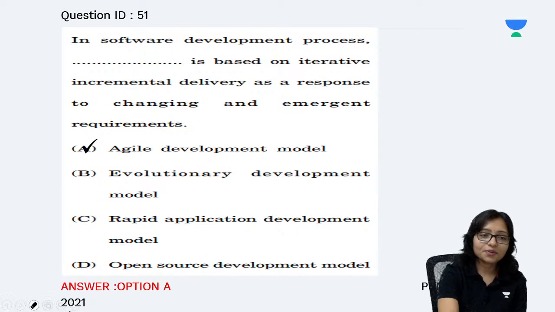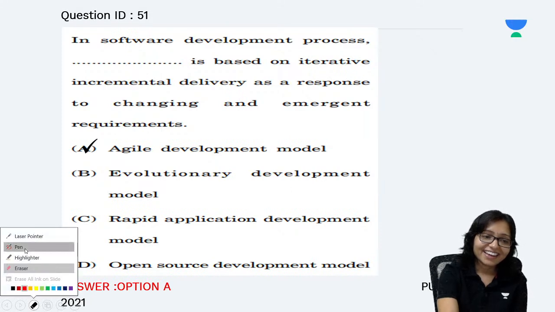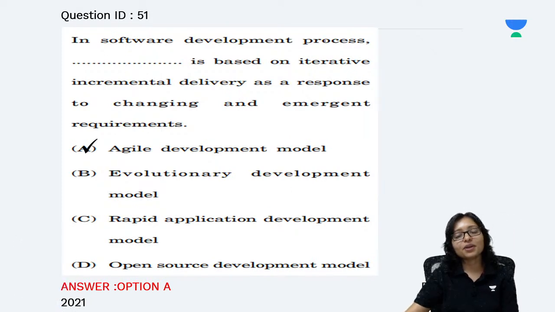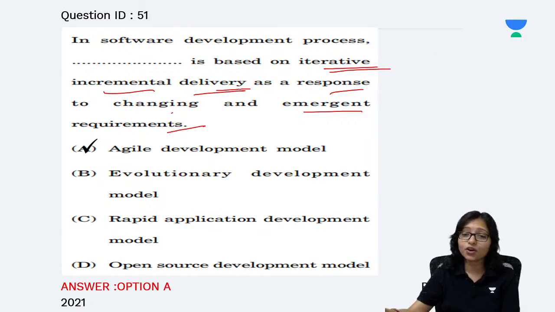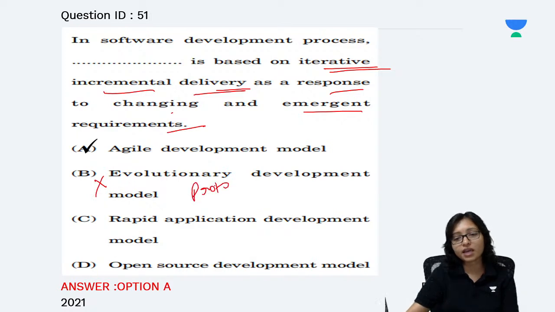Yes, here what will be the answer? In a software development process, dash is based on iterative incremental delivery as a response to changing and emergent requirements. Which one is the development process based on iterative incremental delivery? Iterative incremental delivery is agile. Why not agile? Evolutionary is a prototype model, one type of prototype model.